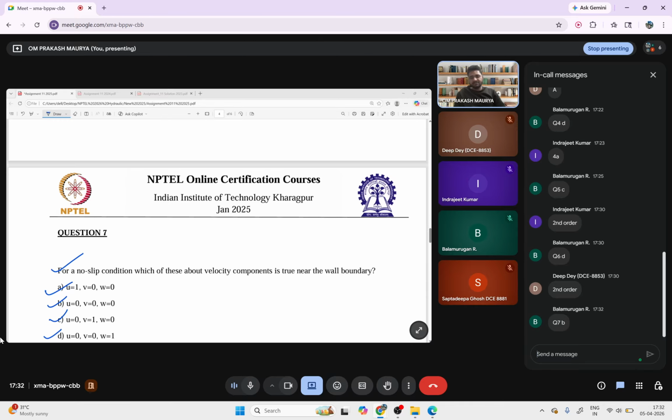Okay, so Bala is telling B option, that is all three components of velocity are 0 near the wall boundary, which is known as the no slip condition. Okay, other students, please, what is your perspective on this question?